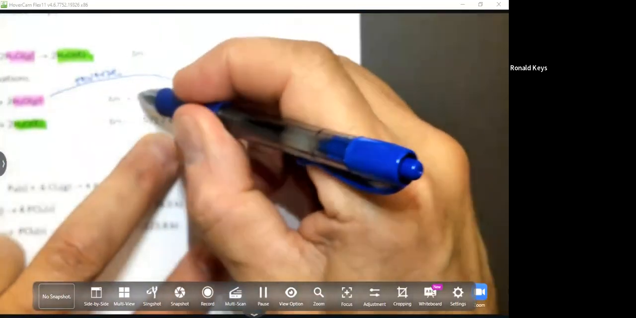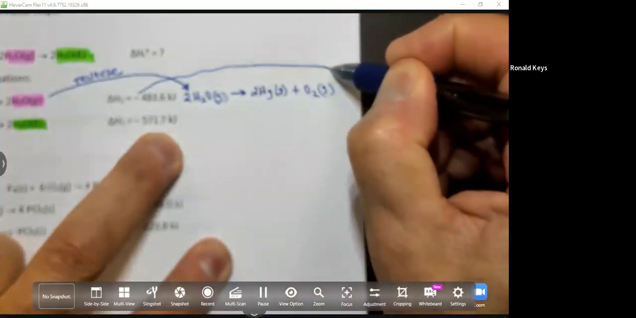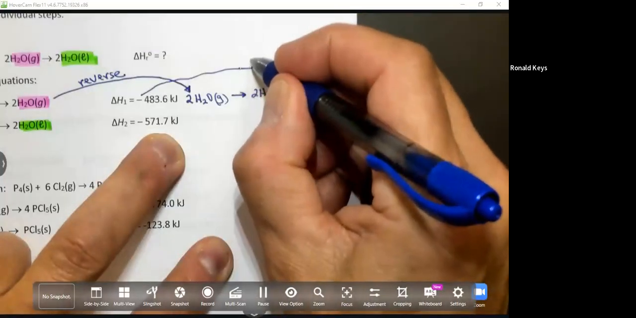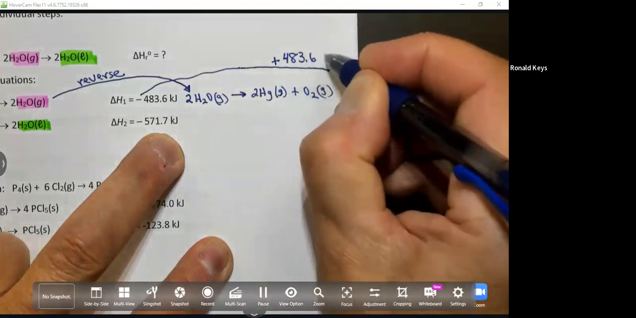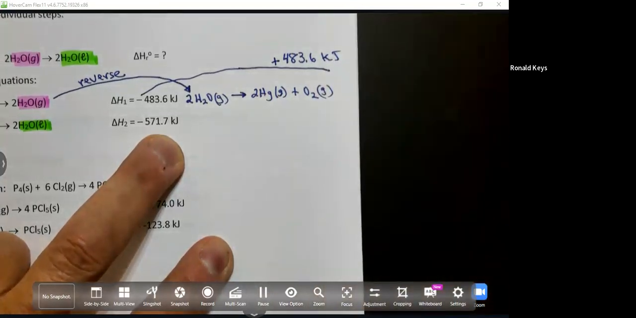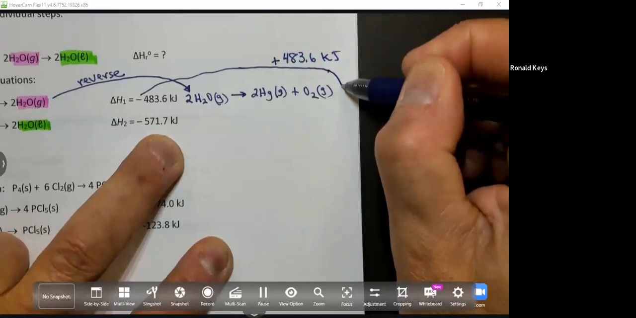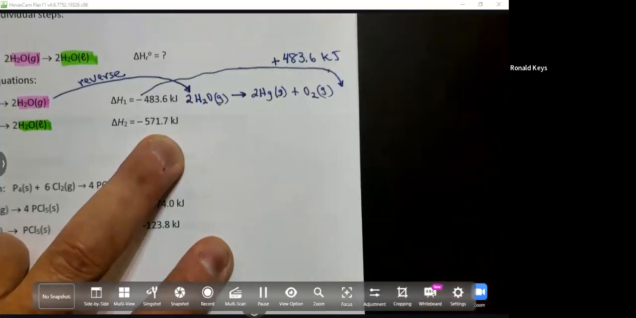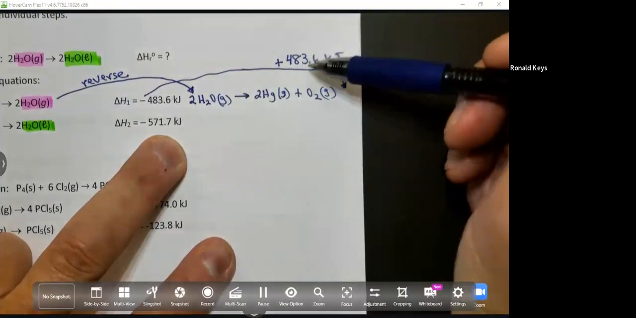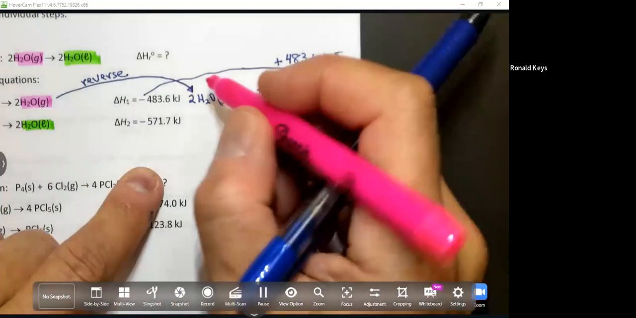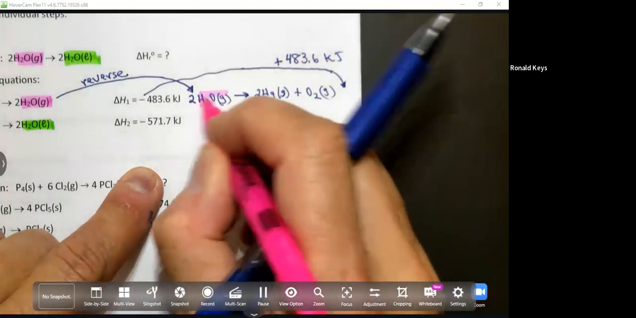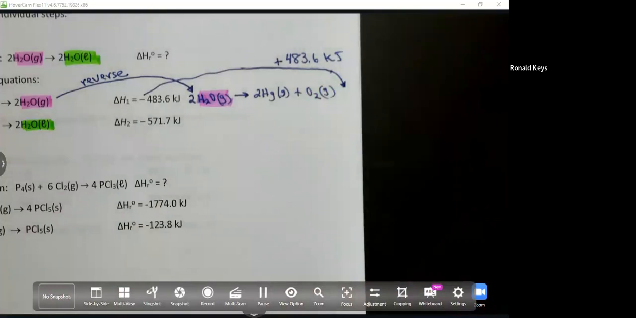And if we reverse it, this is going to become positive, right? Kind of ran out of room. This is going to be positive 483.6 kilojoules when we reverse it. I want to stick it right here. So that's nothing new. We just reverse the reaction, we have to reverse the amount of heat. And now I have H2O gas. I wonder if this is going to smear. It doesn't at all. There's my H2O gas.